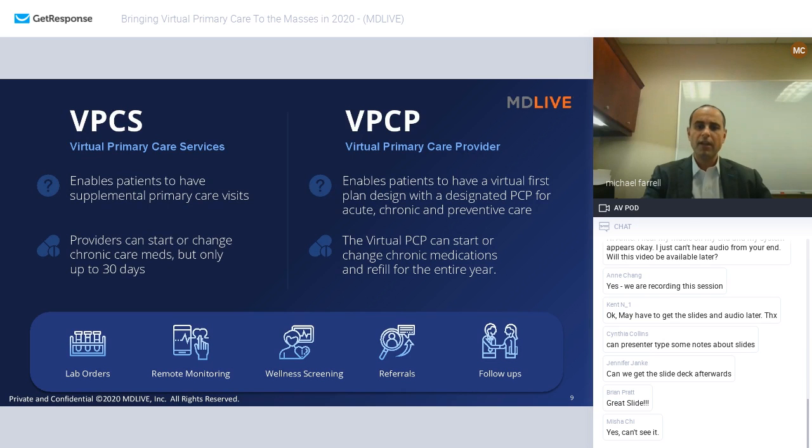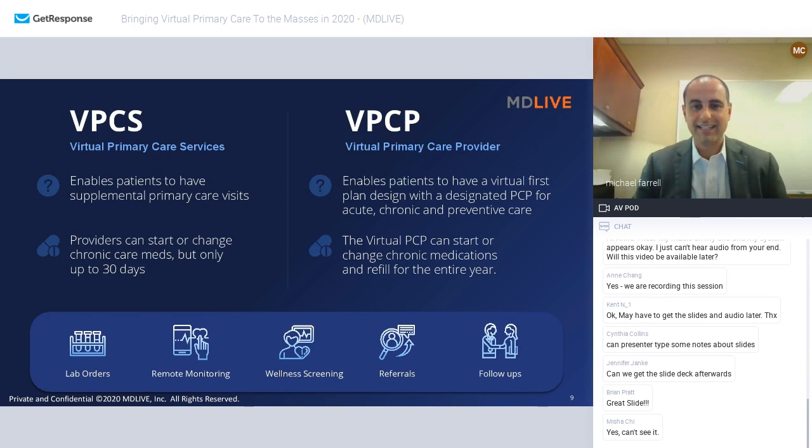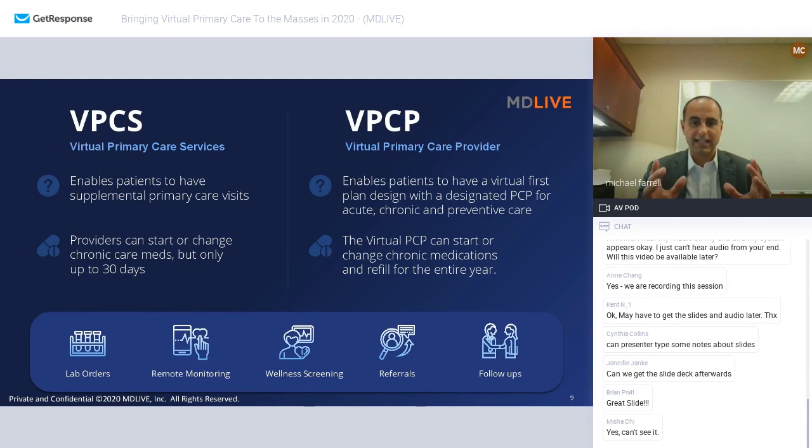Some organizations around the country, if they haven't been looking at standing up a virtual primary care practice, some institutions that have a health plan have a narrow focus where they have members they can go from a plan design and stand up a virtual primary care practice and designate PCPs for those individuals, where it's a plan design for a virtual first option.